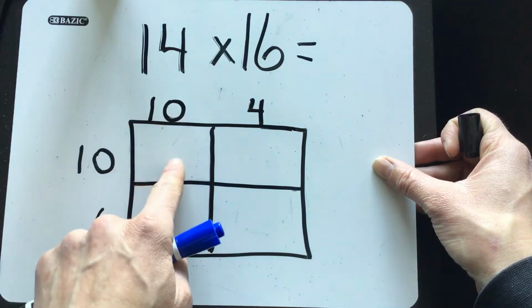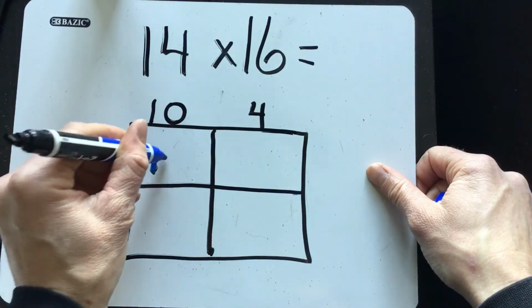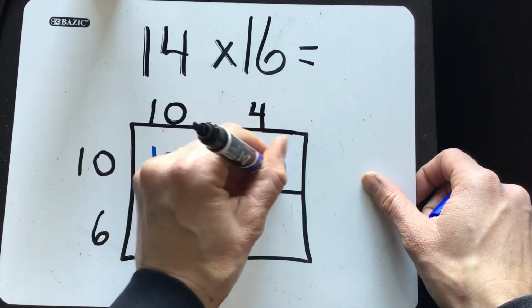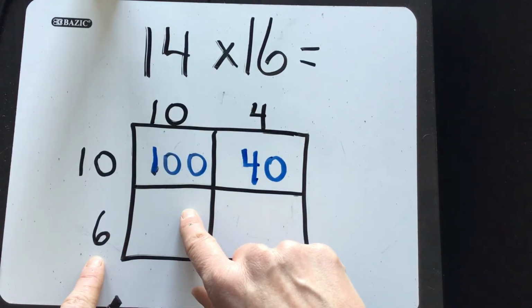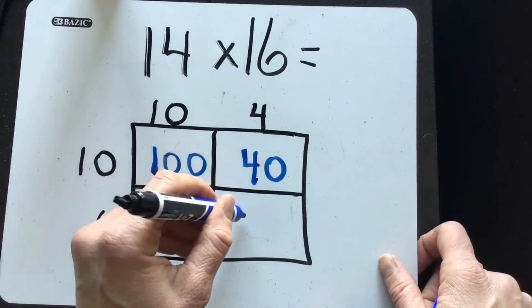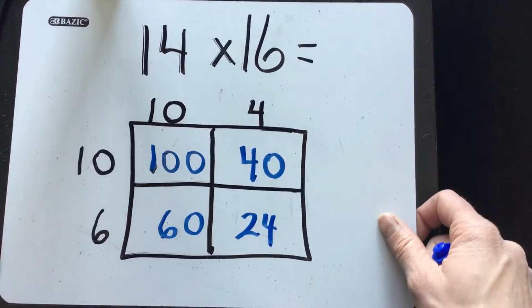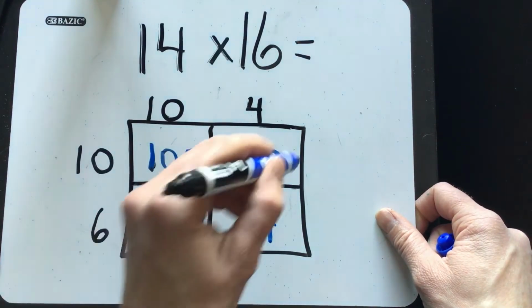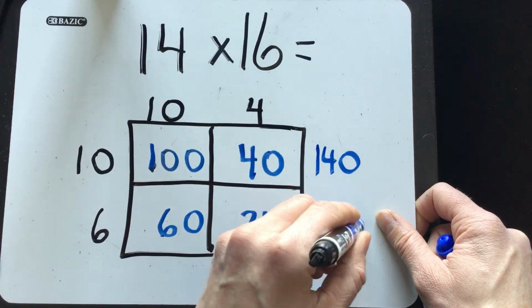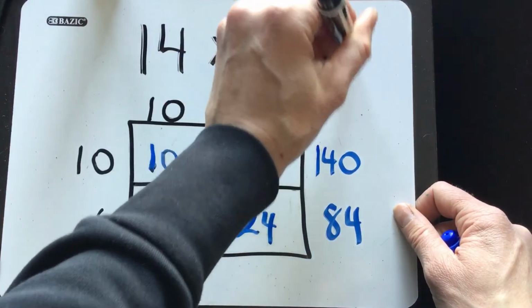So I go 10 times 10 is 100. I'm going to use a blue pen. Then I go 10 times 4, 40. 6 times 10, 60. 6 times 4, 24. And then the next step is I need to add all that together. How I like to do it, just so I can lay it out nicely, is I go 100 plus 40, that's 140. I go 60 plus 24 is 84. And then I need to add those two together, and my answer should be 224.